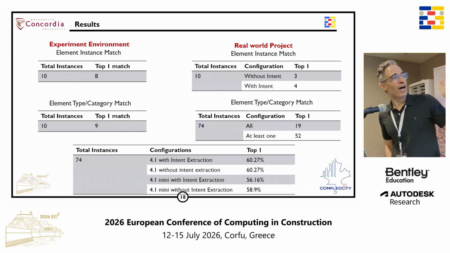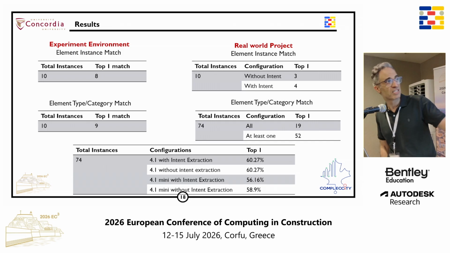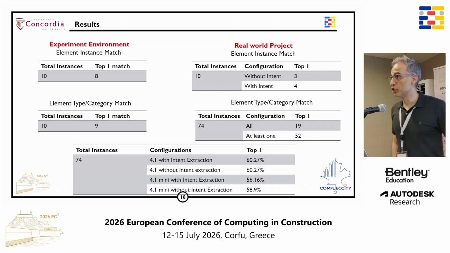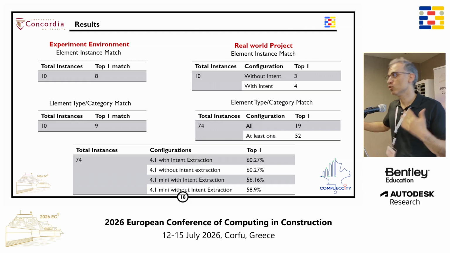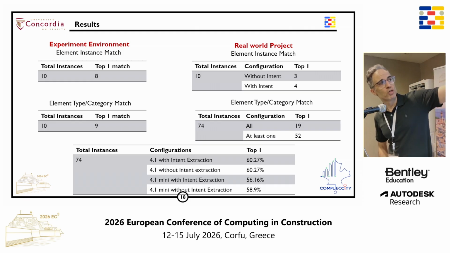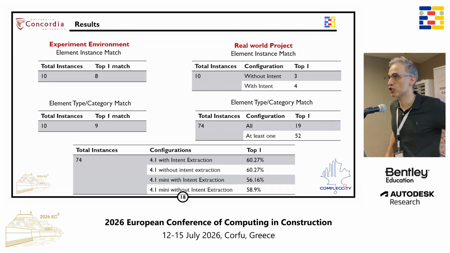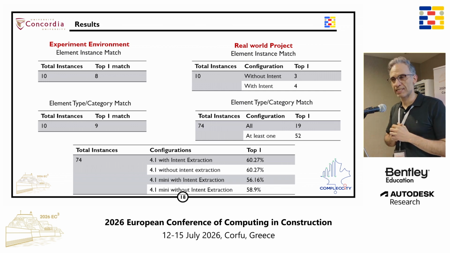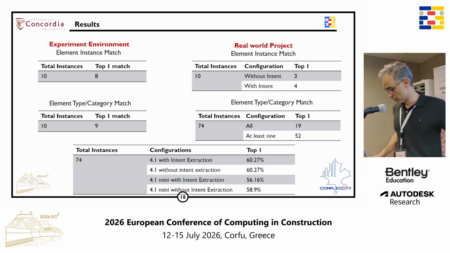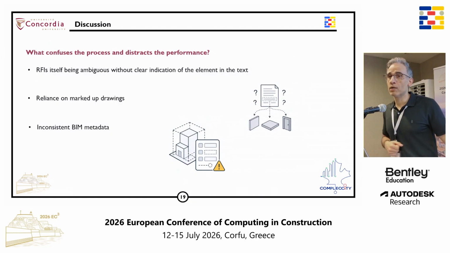So the top number is not 10, it should be 74. Out of the 74 RFIs that could have been relevant, only 3 without intent and 4 with intent could be identified. This is terrible, right? So we had to do more and more, and we could actually bring those numbers up to 19 and 52, looking at different configurations of LLM and changing that semantic mapping. However, the major question was where things go wrong and why these happen.